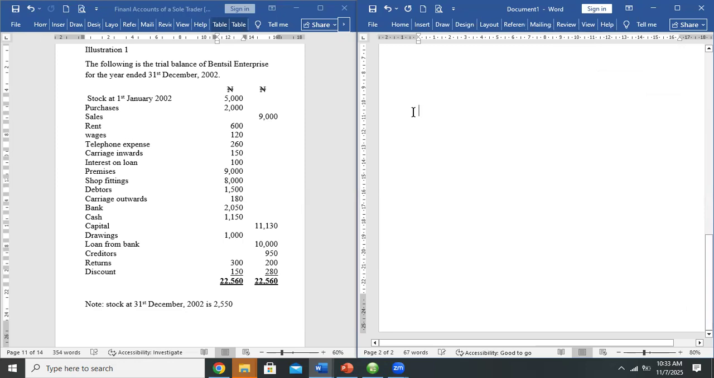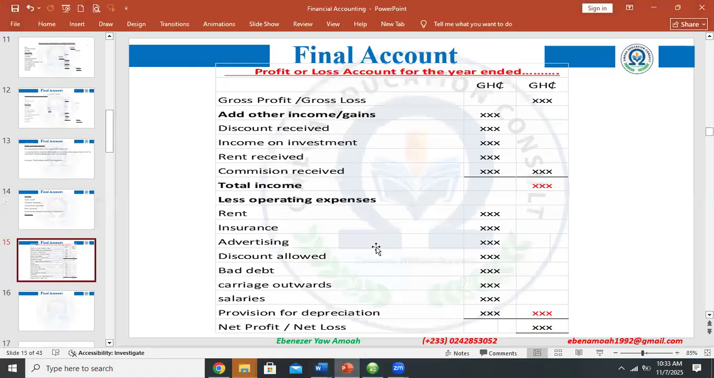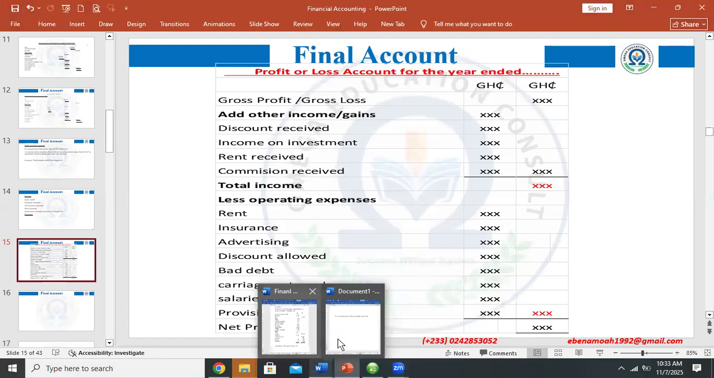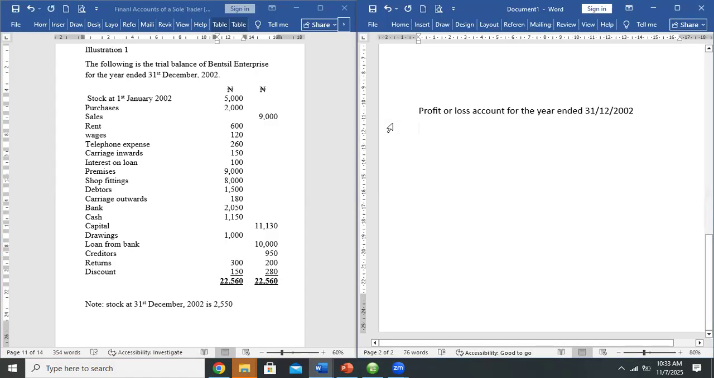So that one too has a heading, profit and loss account for the year ended 31st December 2002. So Professor, you also see that the first thing you have to bring, per the format, is your gross profit or gross loss. Okay. So fortunately for us, this question, we have already prepared the trading account. So we have our gross profit or gross loss. So we had a gross profit. We bring that figure inside here. Let's go and check how much we got.